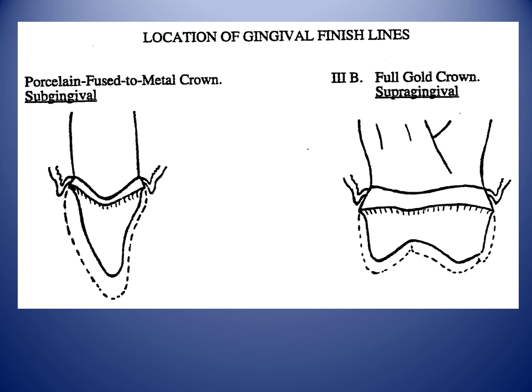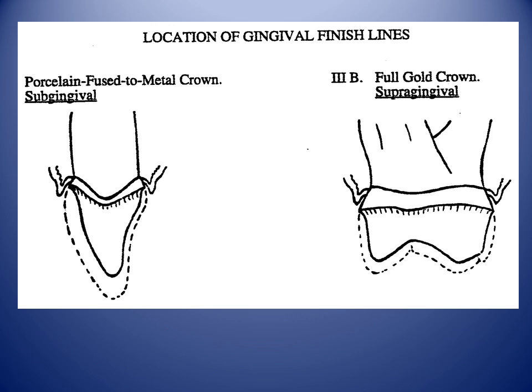Preparation trauma and irritation to the soft tissues can be avoided by locating the finish lines of crown preparations incisal or occlusal to the crest of the gingiva, or supragingival. This location of the gingival finish lines also facilitates the preparation of the finish lines, the taking of impressions, and the final adaptation of the restoration. Supragingival location is the optimal, especially for patients with signs of periodontal disease, such as recession of the gingiva.